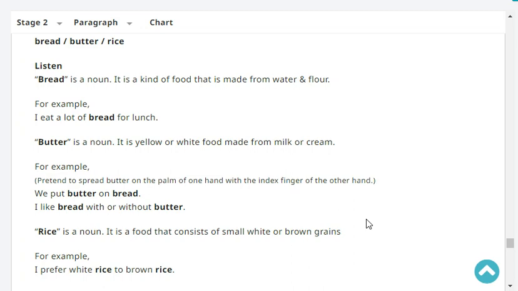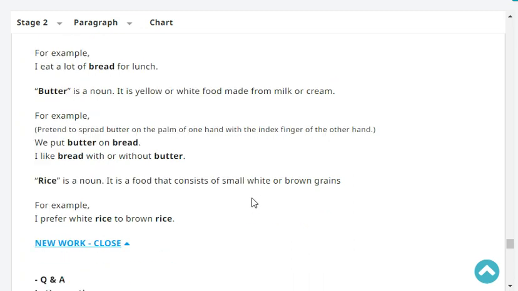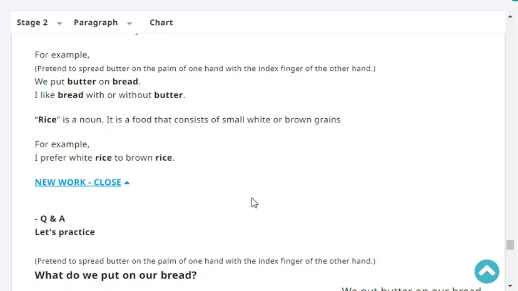Butter is a noun. It is a yellow or white food made from milk or cream. For example, we put butter on bread. I like bread with or without butter. Rice is a noun. It is a food that consists of small white or brown grains. For example, I prefer white rice to brown rice.